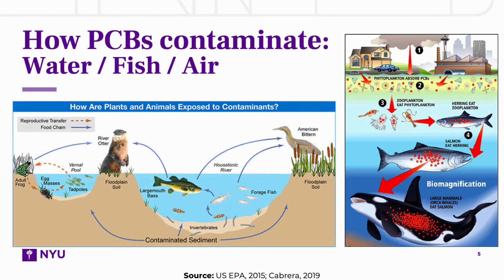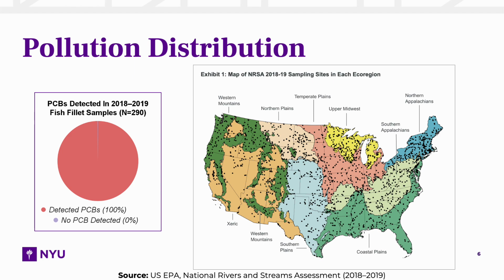This chart illustrates two processes. On the left is bioaccumulation. PCBs build up in fat tissues of animals, starting with invertebrates and moving up the food chain. On the right is biomagnification. PCB levels increase as predators eat contaminated prey, ultimately affecting humans too.